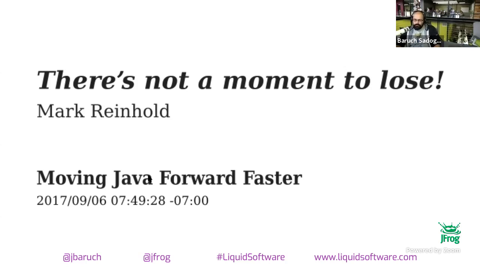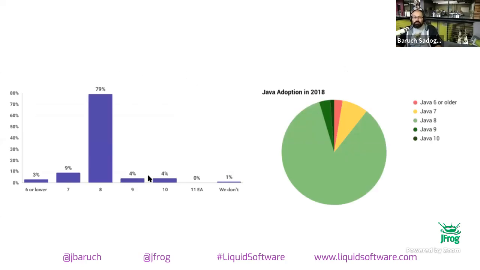Then Mark Reynolds announced, now we're going to release every half a year. Every 6 months, you will get a new version of Java. And now we are in the beginning of 2019, and we can look back and see how it worked for Java.